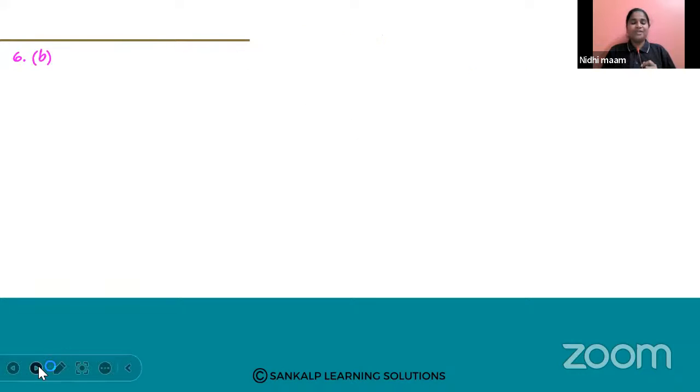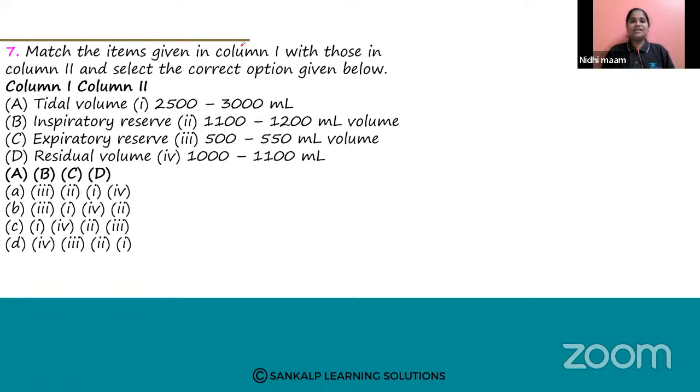Okay, option B. Next question: match the items in column 1 with those in column 2. Select the correct option given below. Column 1 is: tidal volume, inspiratory reserve, expiratory reserve, residual volume. Column 2 has 2500 to 3000, 1100 to 1200, 500 to 550, 1000 to 1100 ml. So we have to match column 1 and column 2, and then look at these options.